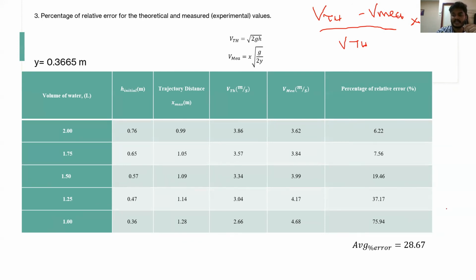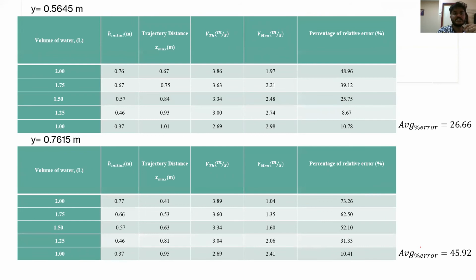If you see the average error for H1 is 28.67 percent. For H2, which is 0.5645 meter, the average error is 26.66. And one thing we have to consider is that everything should be in the same unit, which is meter. I chose meter. We can also use centimeter, but it will be more difficult due to the decimal point. And now my H3, which is 0.7615, the average percentage error is 45.92.